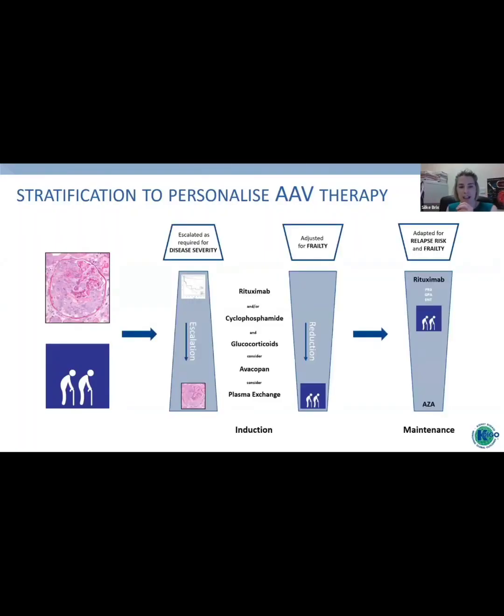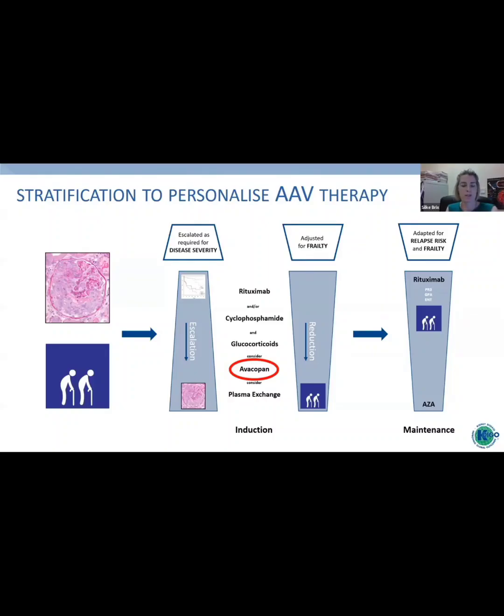So the KDIGO recommendations are using rituximab in non-life-threatening disease. They give the option of MMF, and in more organ- or life-threatening disease, rituximab or cyclophosphamide, while KDIGO gives you the option to combine rituximab and cyclophosphamide if you feel it is very severe. Then you add glucocorticoids, and the new EULAR guidelines will say you can consider to replace steroids or avoid steroid overexposure and add in avacopan. That wasn't in the KDIGO from last year.